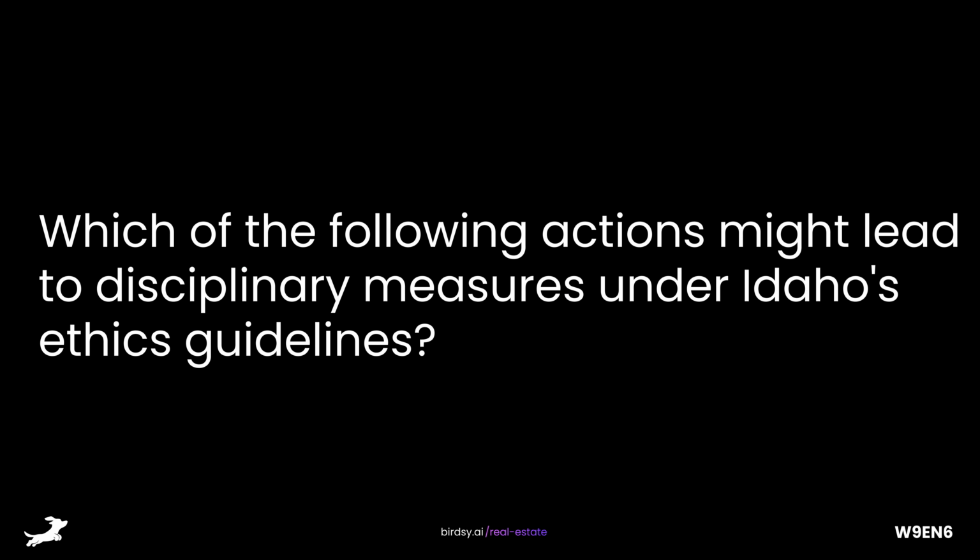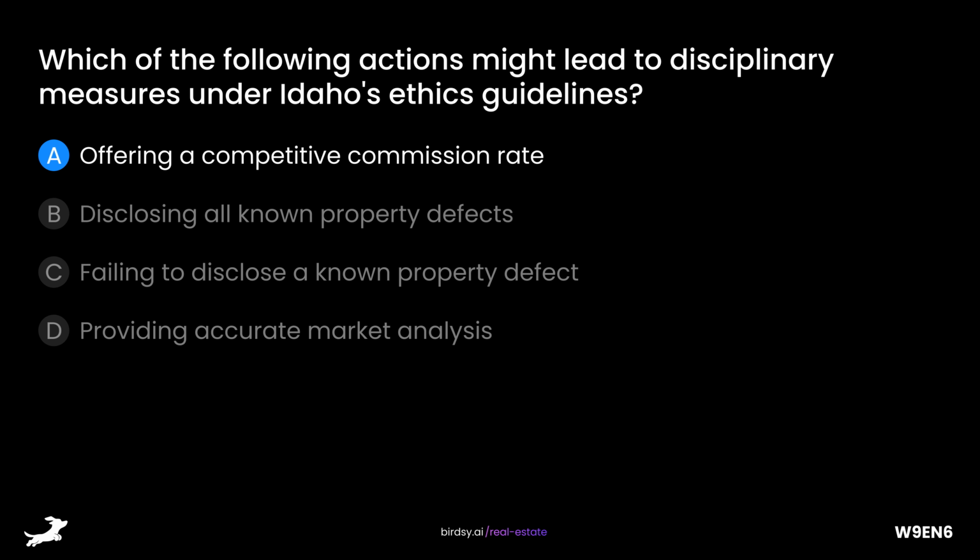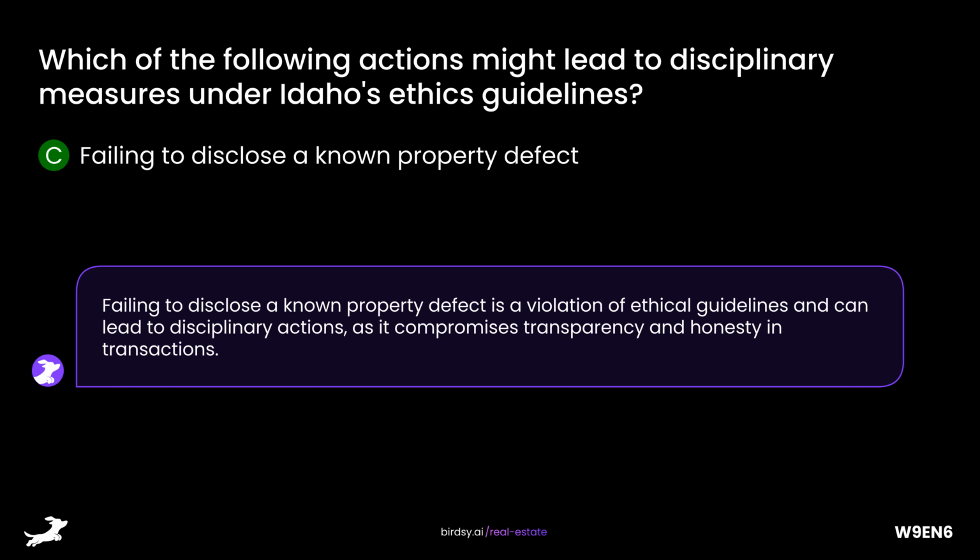Which of the following actions might lead to disciplinary measures under Idaho's ethics guidelines? Is it A, offering a competitive commission rate? B, disclosing all known property defects? C, failing to disclose a known property defect? Or D, providing accurate market analysis? The answer is C, failing to disclose a known property defect. Failing to disclose a known property defect is a violation of ethical guidelines and can lead to disciplinary actions, as it compromises transparency and honesty in transactions.